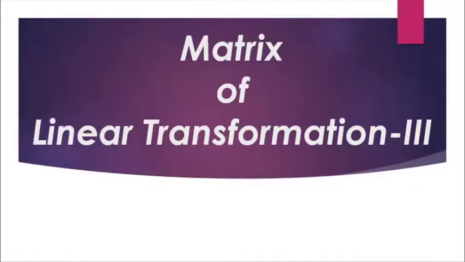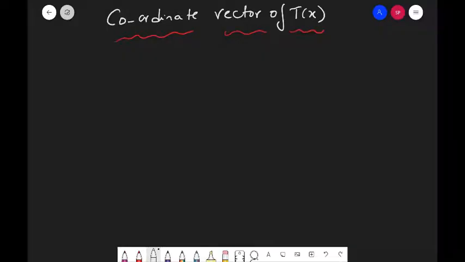In this lesson, I am going to explain a few more examples on the matrix of a linear transformation. Now let us look at the concept: the coordinate vector of T of x.